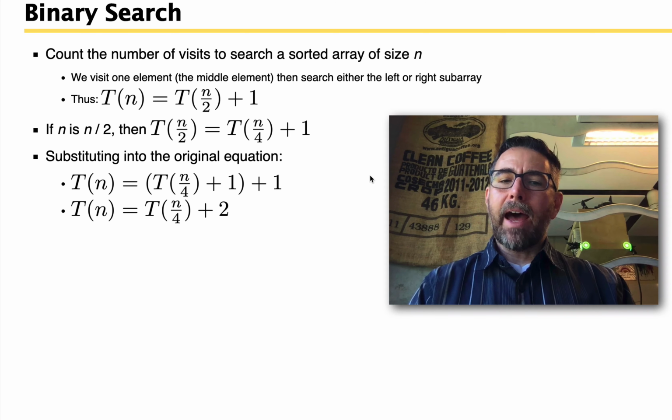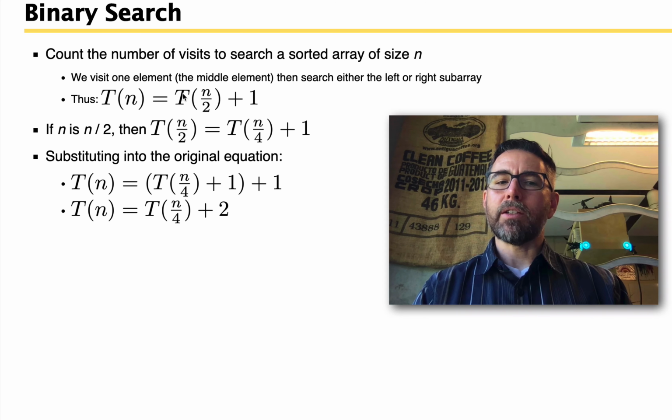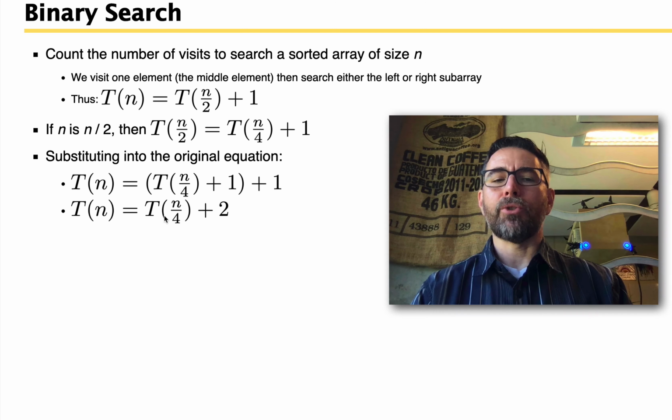If we think about that, we could also take t of n over 4 and plug that in here and get another value, which t of 4 is t of n over 8 plus 1. And that would mean t of n is also equal to t of n over 8 plus 3. And that gives us a general form of our equation.